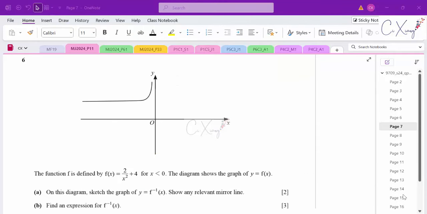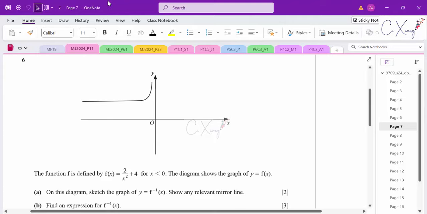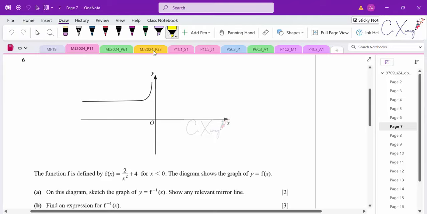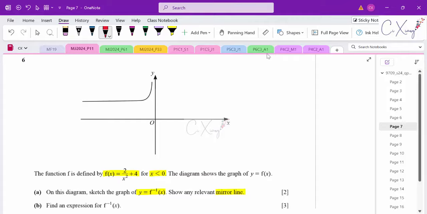Okay, so we are now at question number 6. The function f is defined by 2 over x squared plus 4, and they only define it for x smaller than 0. The diagram here shows the graph of y equals f(x). On the diagram, they want us to sketch the graph of y equals f inverse x, showing any relevant mirror line. To sketch the graph of f inverse, you need to know the relationship between f and f inverse.